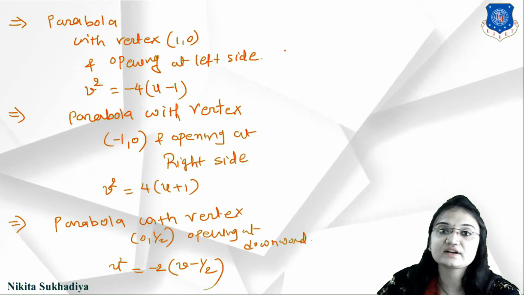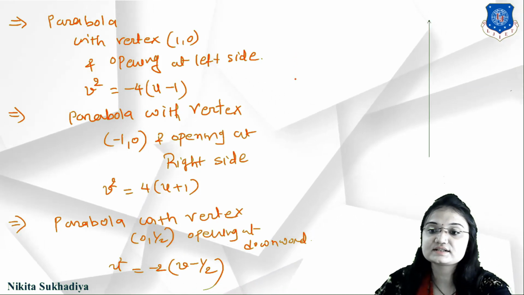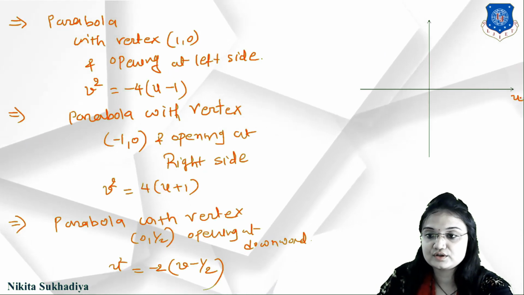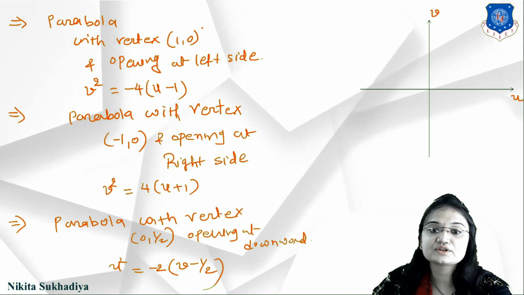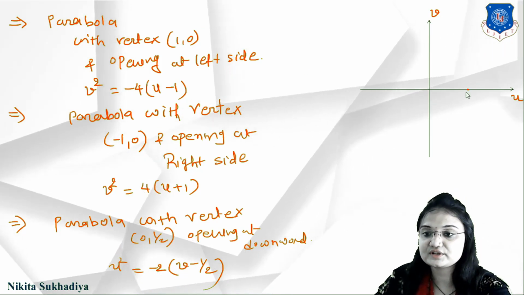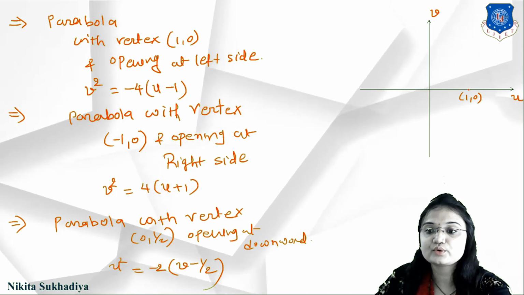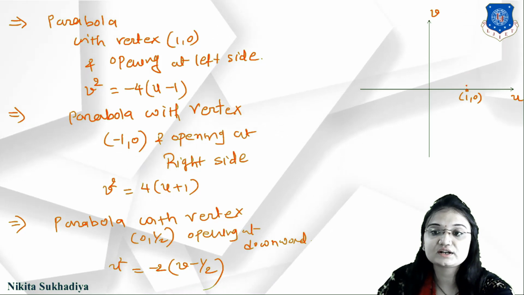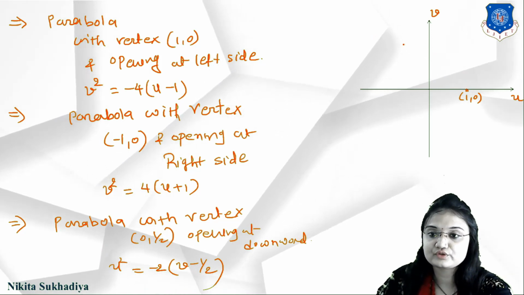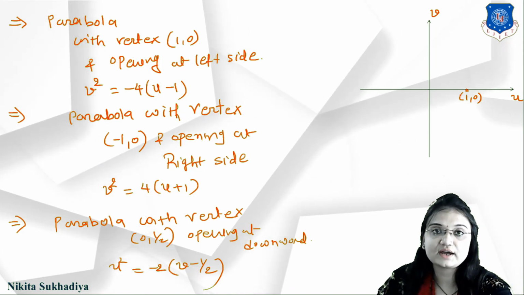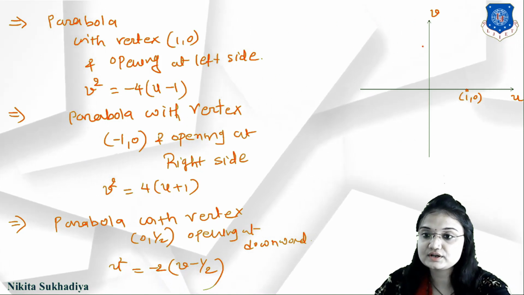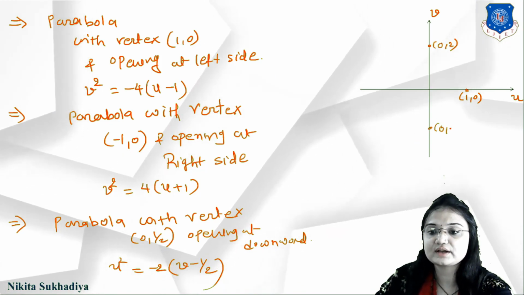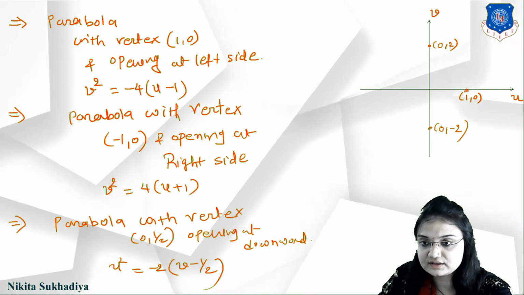Okay, so now how can we represent it? Let us start. This one is our u axis, this one is our v axis. The first point is our (1, 0). So for example, this is the point (1, 0). Let us start with the first parabola. The vertex point is (1, 0) and it opens to the left side. So this parabola will go to this side, and at which points? Here (0, 2) and here also (0, minus 2). So the parabola is like this.